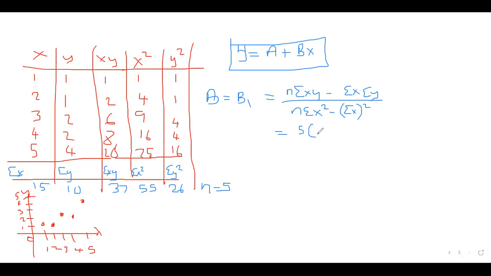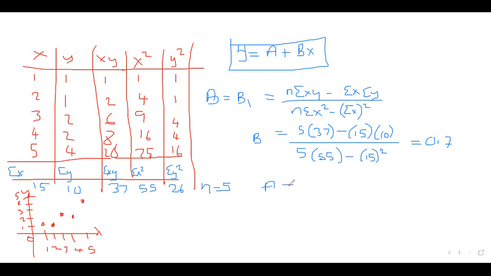Substituting here, we're going to have 5. Sum of xy is 37. Sum of x is 15. Sum of y is 10. And here sum of x squared is 55, and our sum of x is 15 to the power 2. So our b is therefore going to be 0.7, just from the table that you've just done.